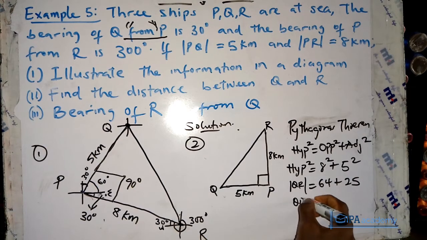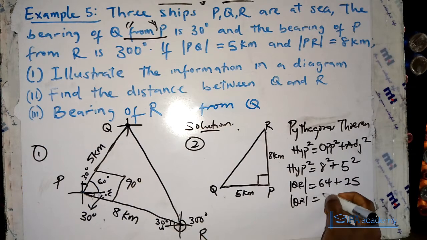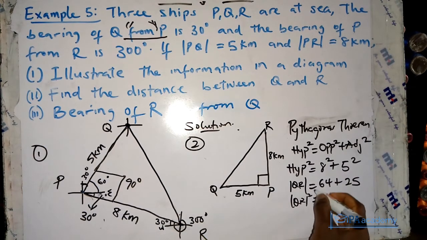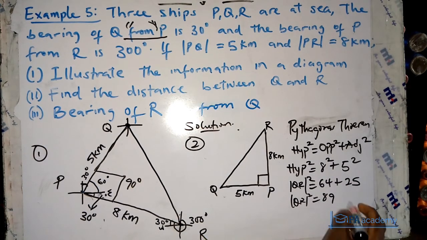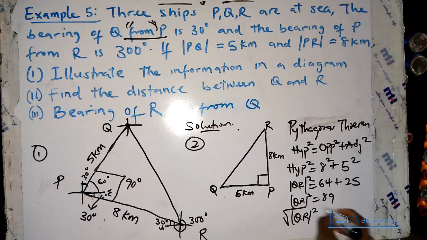So that means our QR is equal to 64 plus 25, which will give us 89. Don't forget the square here, 89. So now let's take the square root of both sides. Doing that, we have QR all squared equals 89, then the square root. The square root on this part will cancel the square, so we'll be left with QR, and QR is equal to the square root of 89.